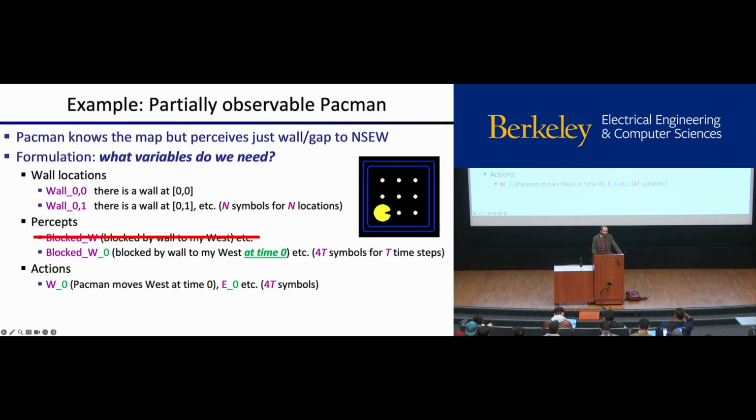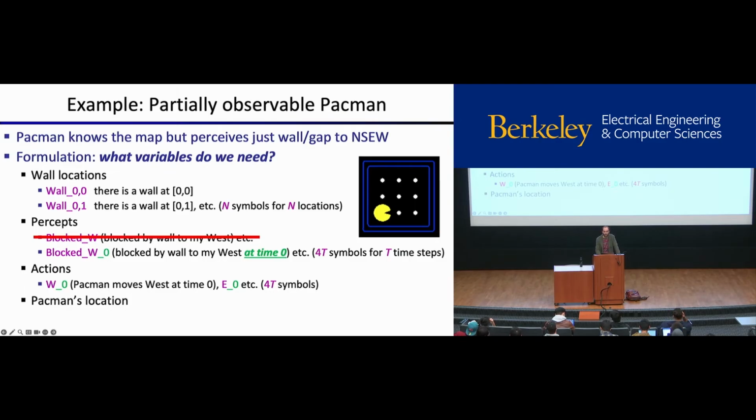And then we need Boolean variables for what Pacman's actions are at different times. So W0 is true if Pacman moves west at time 0. E0 is true if Pacman moves east at time 0, or attempts to move east. And we're keeping track of the number of symbols this is going to take given the size of our Pacworld. So this is order n plus t so far.